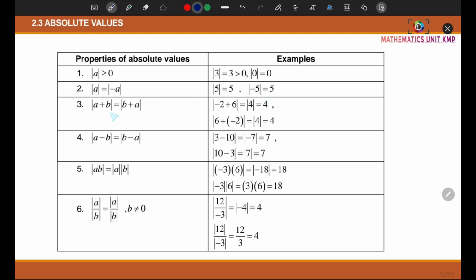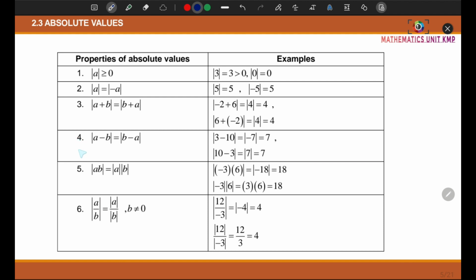Number 3, the absolute value of A plus B is equal to the absolute value of B plus A. So the order doesn't matter because it is addition. Okay, so here is the example. If you have negative 2 plus 6, it will be equal to the absolute value of 4, equal to 4. And if you change the location, so 6 plus negative 2, you will have the absolute value of 4 and it is equal to 4 as well.